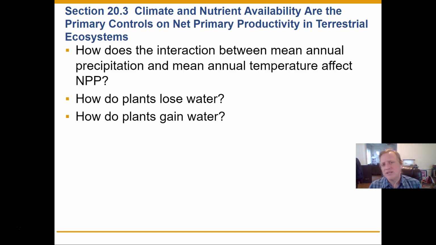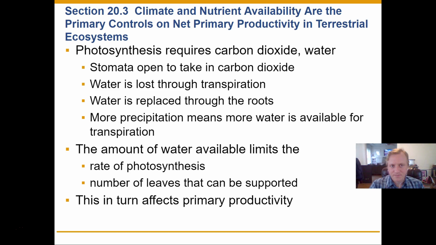So how does the interaction between mean annual precipitation and temperature affect net primary productivity? How do plants lose water? How do plants gain water? And remember, plants are principally losing water through evapotranspiration, or just transpiration. Remember, they have those stomata that are closed if it's dry, and the stomata open up if it is wet. So think about temperature and water here.